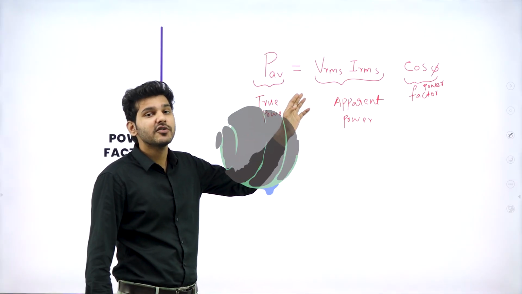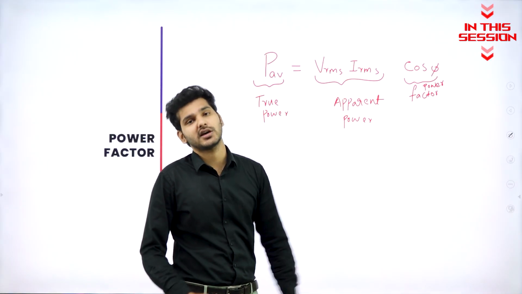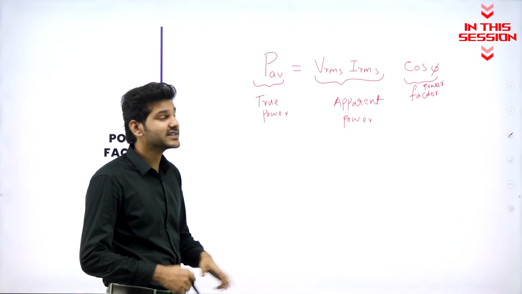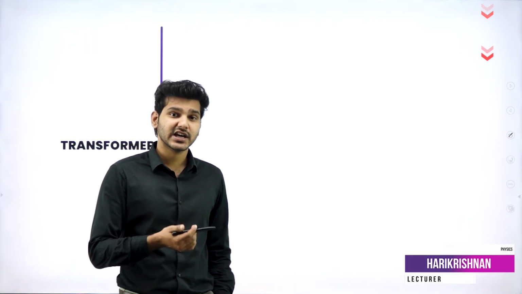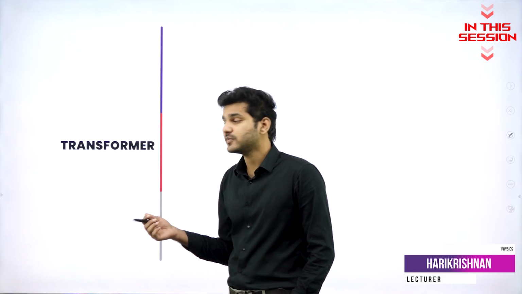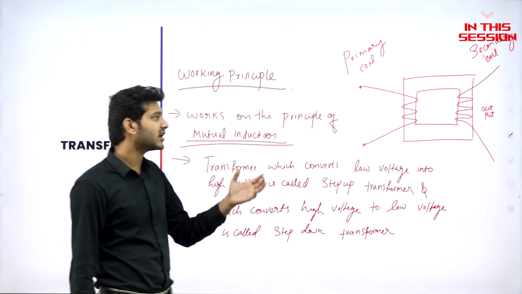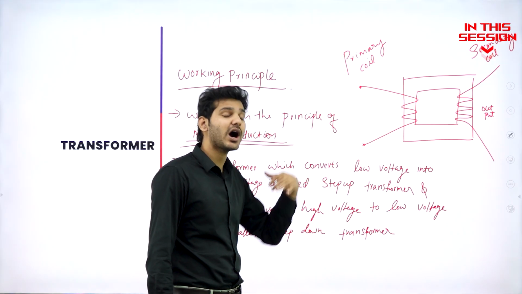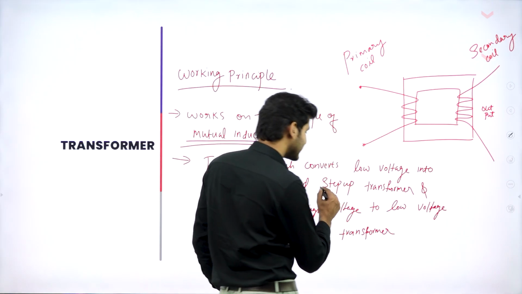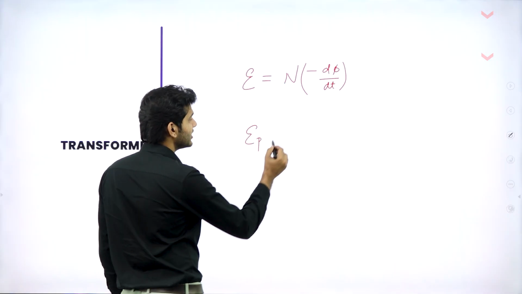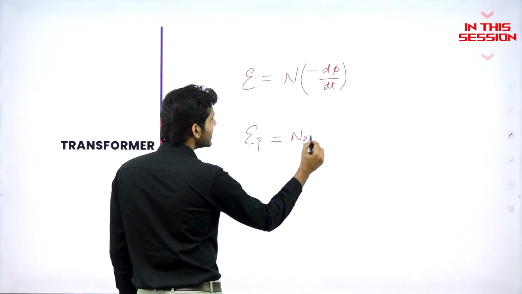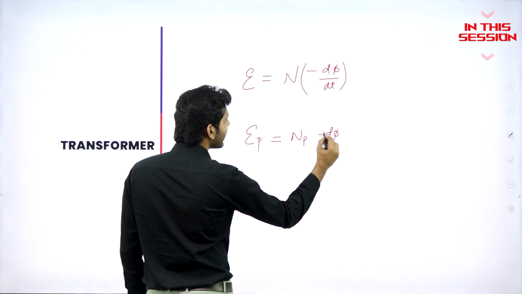So these are the virtual values of voltage and current. Together they are also called apparent power. In very simple terms, we can say that a transformer, which means it transforms something into something else, which converts low voltages into high voltages, is known as a step-up transformer. EP will be equal to NP times negative d phi by dt.